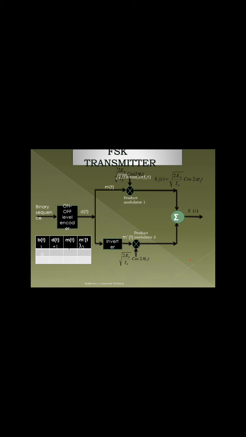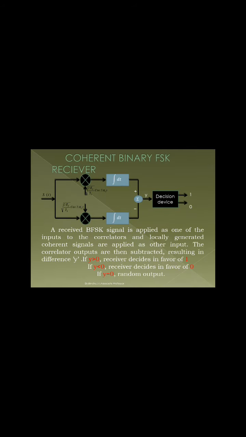now we go for the second part. You can see the second row, bit 0; you invert that function, so it will become 1. m'(t) is 1. That is multiplied here with the modulator frequency f2, therefore the output is s2(t). Now the original output is the addition of s1(t) and s2(t). That is the modulated output.